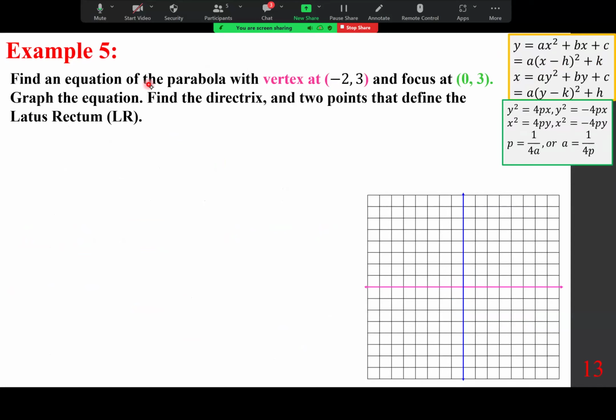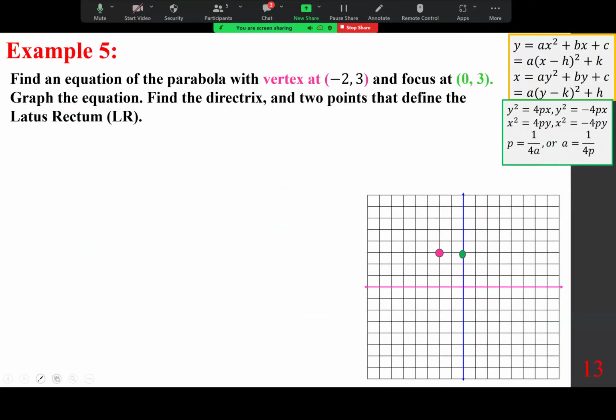Find an equation of a parabola with vertex at (-2, 3) and focus at (0, 3). Graph the equation, find the directrix, and so on. So analyze the graph. Let's see what we have. We have the vertex (-2, 3) and the focus at (0, 3). The focus is inside the parabola right away. Because of that, you know the parabola looks like that.